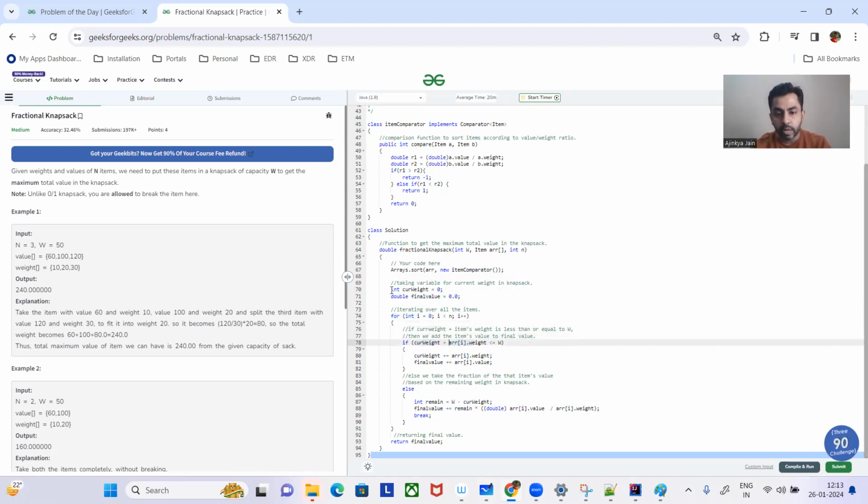Current weight is currently 0. We'll check whether 0 plus the weight of the item is less than the knapsack capacity. If it is, then we are going to add the value. So we are adding to the answer the complete value, because we are able to put the complete item.